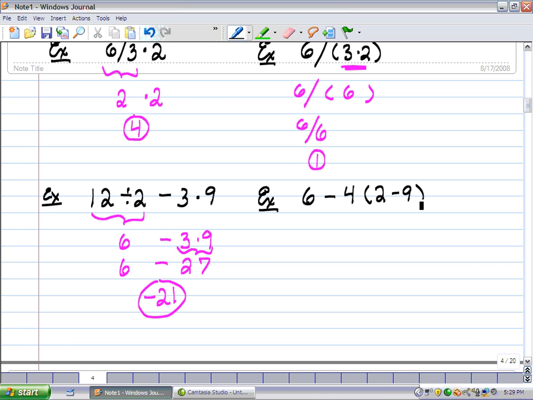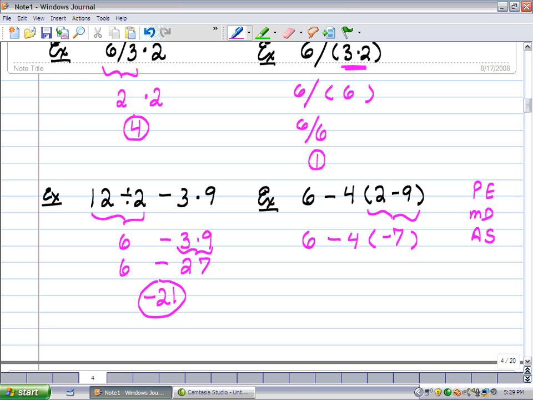Okay, so order of operations tells us to do which one first. Remember, please excuse my dear Aunt Sally. Parentheses are at the top, so I need to do those first. 6 minus 4. And inside the parentheses I have 2 minus 9, which is a negative 7. They are different signs, so I get a negative 7.